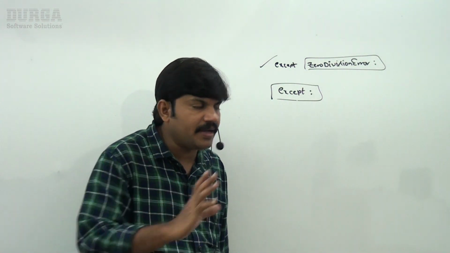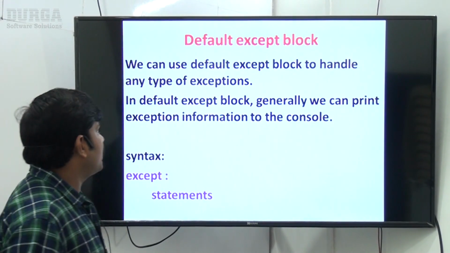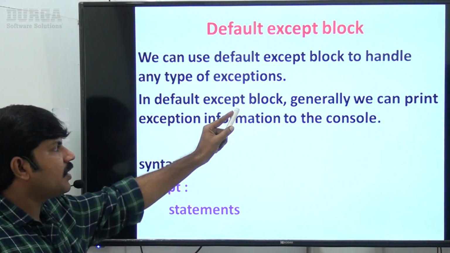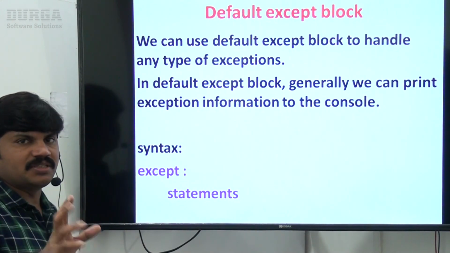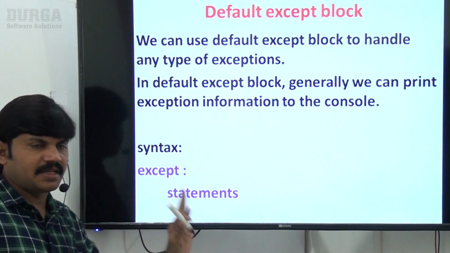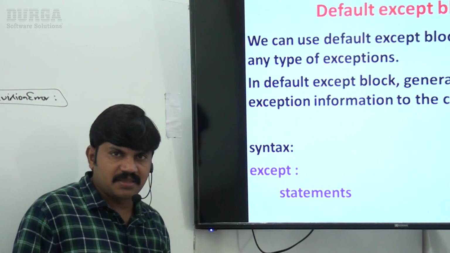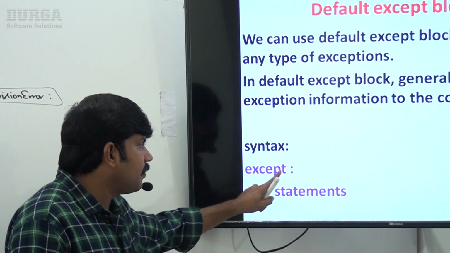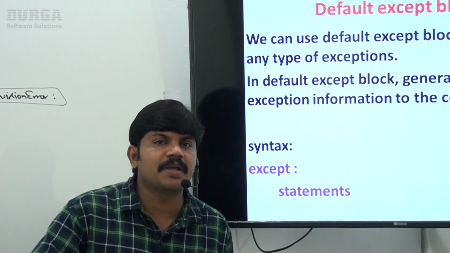Is it clear for all? Just observe carefully. We can use a default except block to handle any type of exception. Next, in the default except block, generally we print exception information to the console, just such information inside the except block. Have you observed the syntax? except colon, then statements. Now that everyone can understand the meaning of the default except block, let me explain with a small example so you get more clarity.